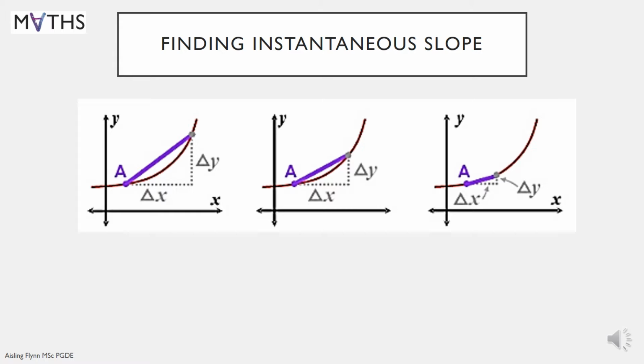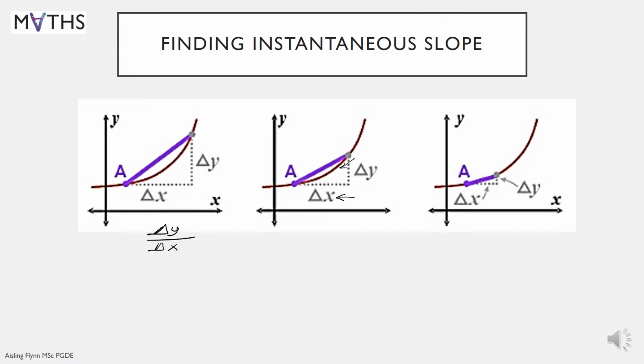Okay, so remember that slope is rise over run. So in the first diagram, we get a slope of delta y over delta x. Okay, and it would give some indication of the slope of the red curve. But to get a better approximation, what we should do is make delta x smaller and smaller and bring this second point on the red curve closer and closer to A.